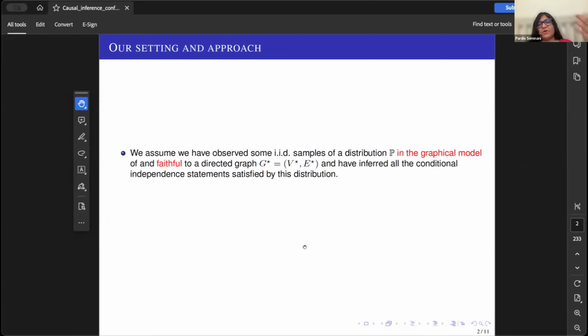Now, in directed graphs, we have a somewhat similar notion of separation, which we call deseparation. My understanding is that this notion of deseparation is different from, for example, mu separation that was used in the previous talk. Please correct me if I'm wrong, but deseparation is what we are going to use in this talk.